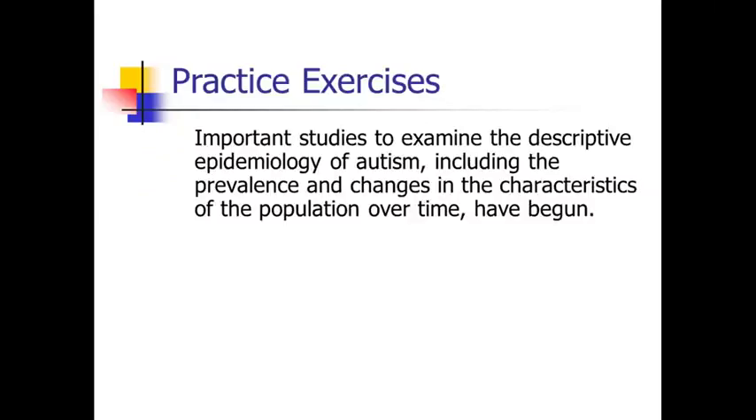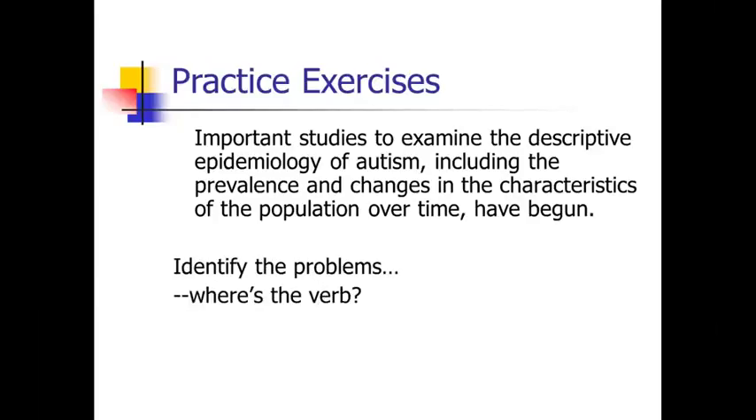All right, another example. So this one reads, important studies to examine the descriptive epidemiology of autism, including the prevalence and changes in the characteristics of the population over time, have begun. Now again, as I'm reading that out loud, you can hear some of the parts of that sentence that are a little bit awkward. So probably, hopefully, the first thing that you noticed, I'm going to just list the problems for this one, is, again, the problem of where's the verb.